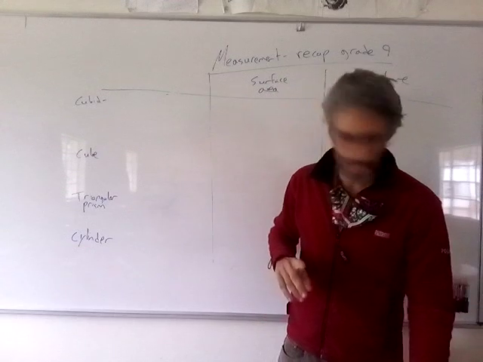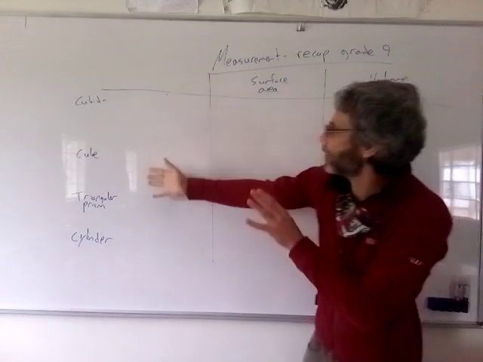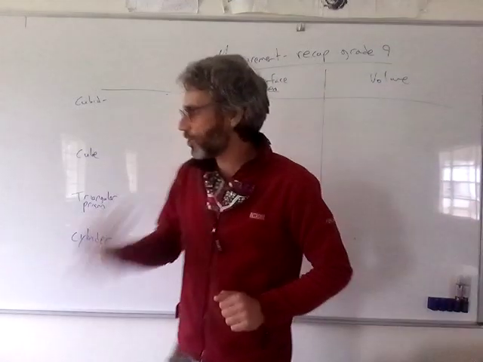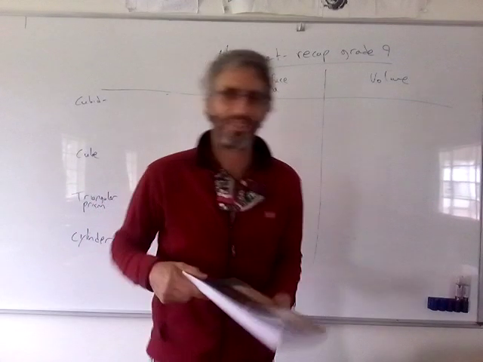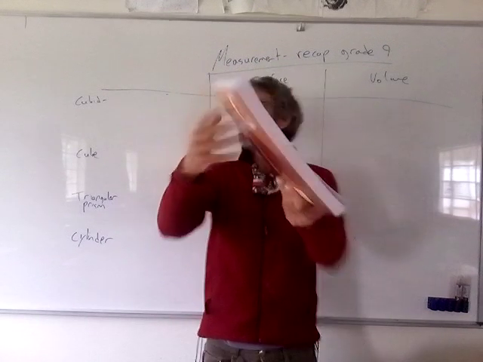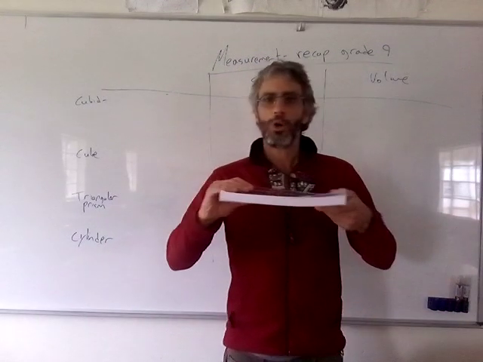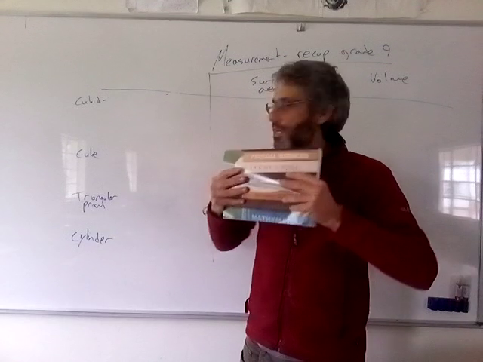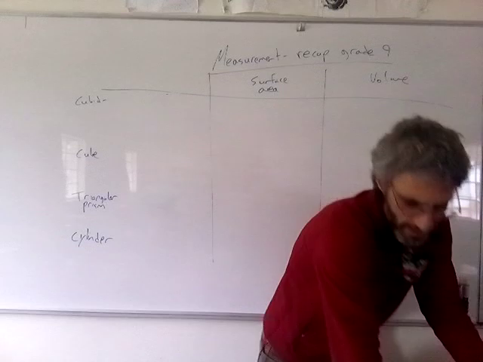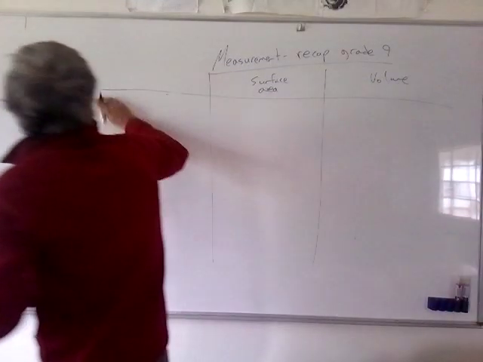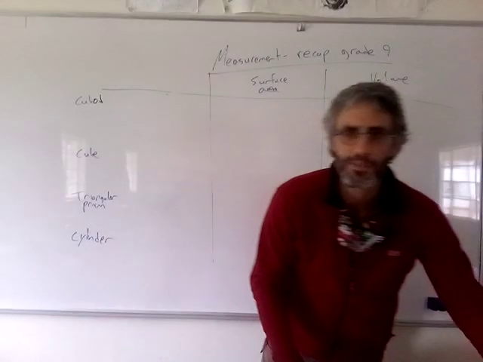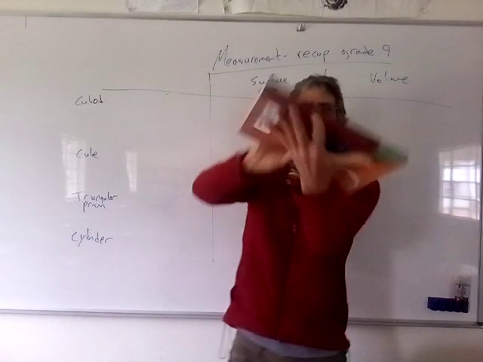But before we get into the different shapes, we're going to look at cuboid, cube, triangular prism, and cylinder. Let's just remind ourselves, what do surface area and volume mean? Looking at this shape, this is what we call a cuboid. We also call it a rectangular prism.